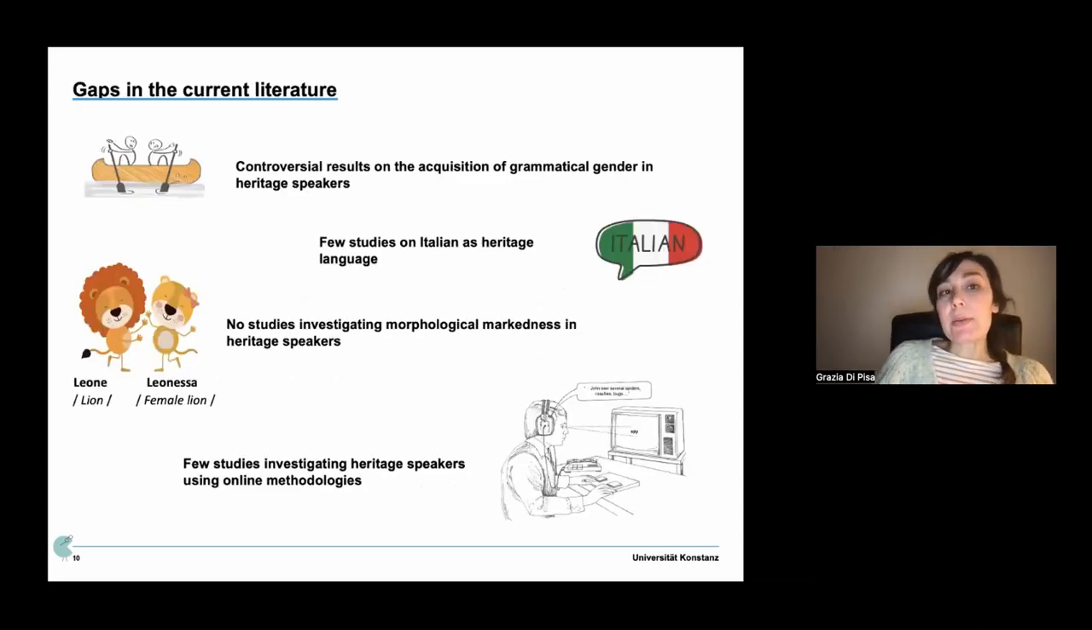If we have a look at the gaps in the current literature, we can see that we have controversial results on the acquisition of grammatical gender in heritage speakers. Then we have, in general, few studies on Italian as a heritage language and no studies systematically manipulating morphological markedness in heritage speakers. And finally, few studies investigating heritage speakers using online methodologies. In fact, the use of online methodologies like EEG, electroencephalography, or eye tracking is actually new for the field of heritage bilingualism.